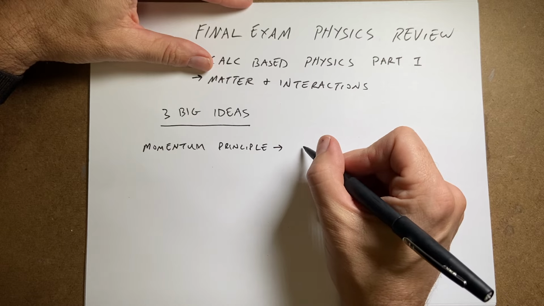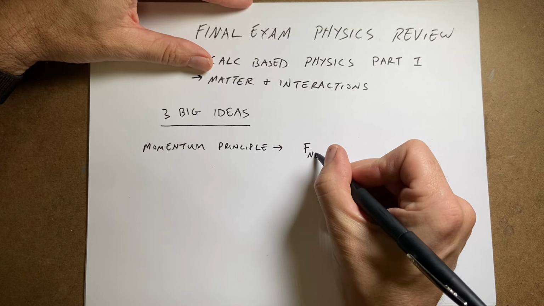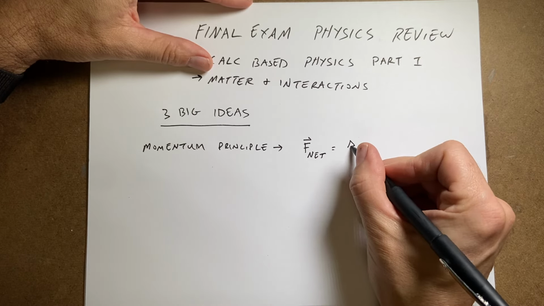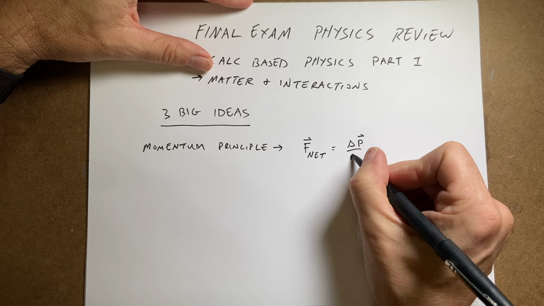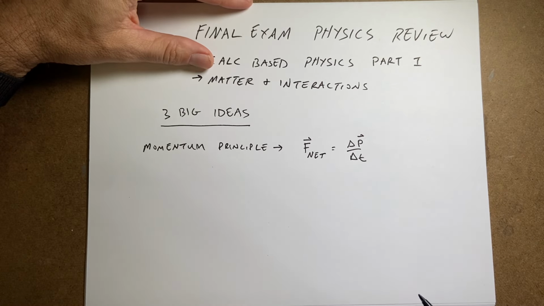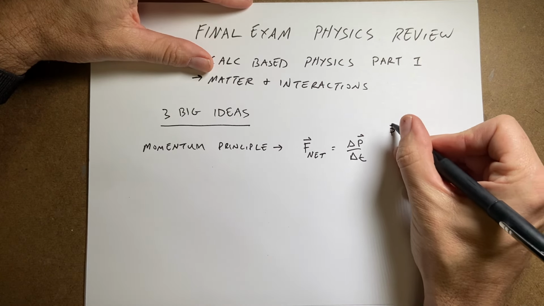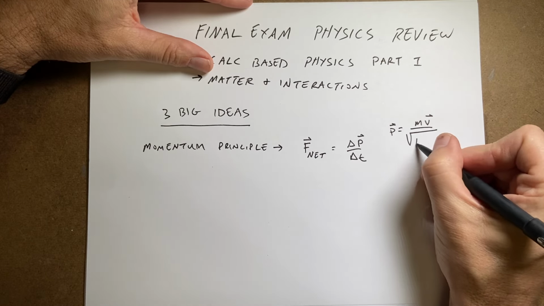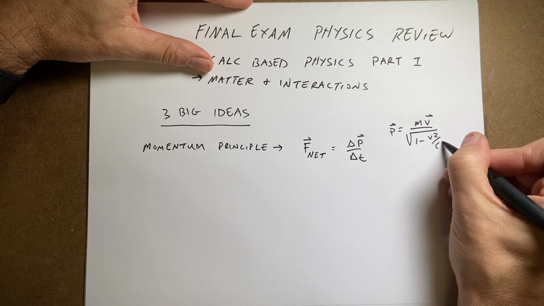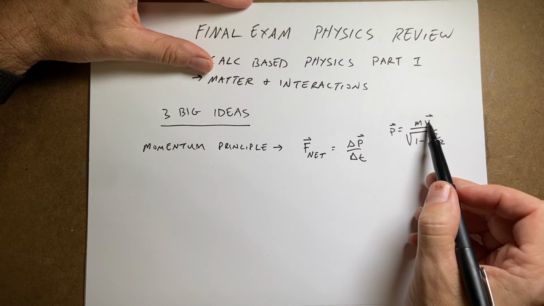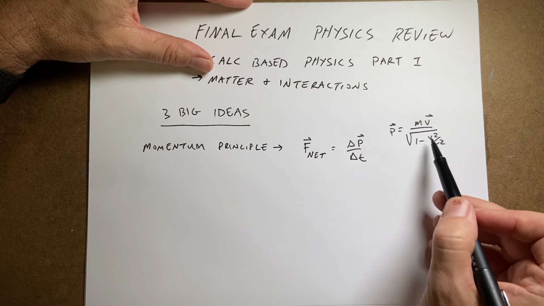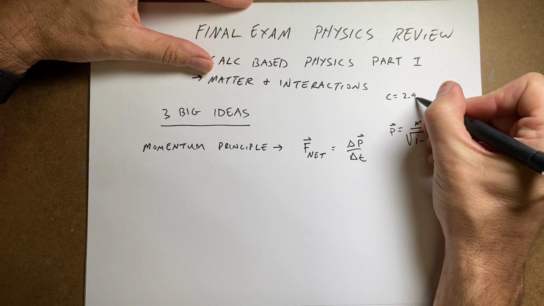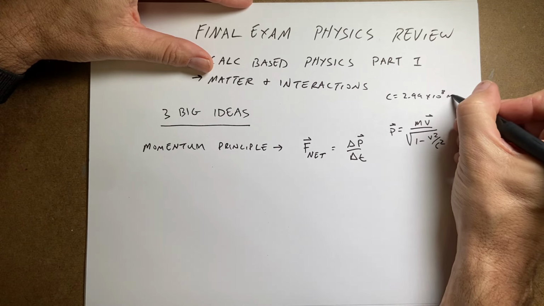So this says that the net force on an object, on a system, is equal to the change in momentum divided by the change in time, where momentum is technically defined as this: mass times velocity vector divided by the square root of 1 minus the velocity squared over c squared, where c is the speed of light, 2.99 times 10 to the 8th meters per second.